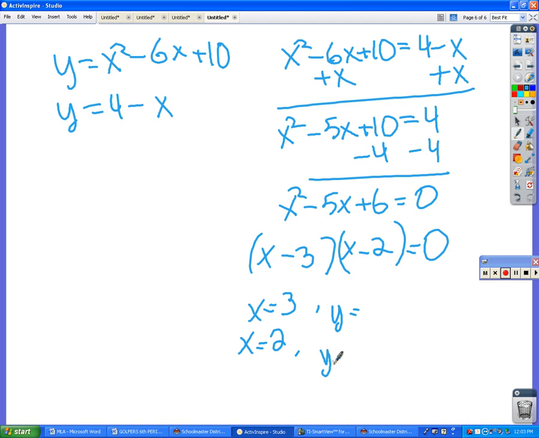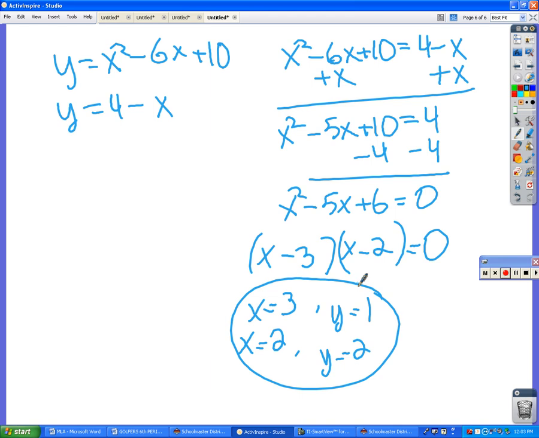So how do I figure out the y values that go with that? Plug it in. Do you want to plug it into this first one right here or the second one right here? Second one right there. So 4 take away 3 is 1. And 4 take away 2 is 2. So those are my two solutions. 3, 1, and 2, 2.